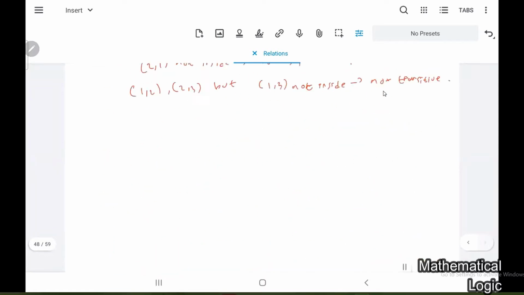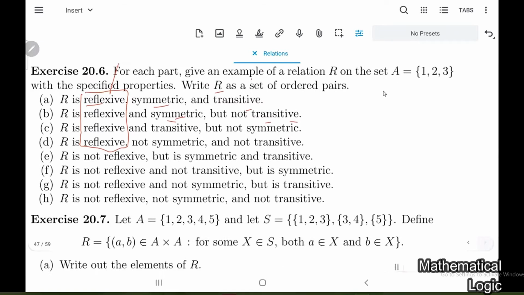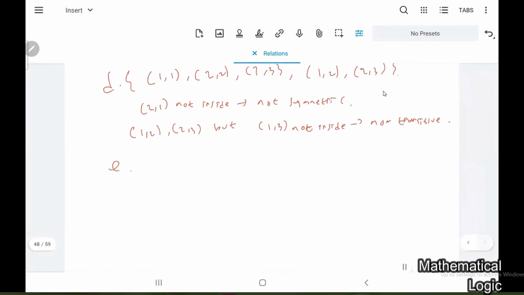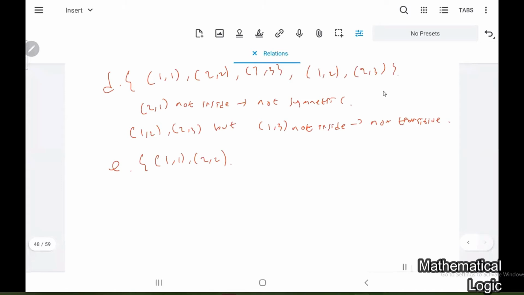Okay. So how about point E? Not reflexive. So you have to miss one of them. So for example, like here, I want to exclude 3,3. So I only have 1,1, 2,2 here. And this one is not reflexive, of course, but symmetric and transitive. So that's done. This one is symmetric, right? Because 1 in 1, 1 in 1. So it's okay.